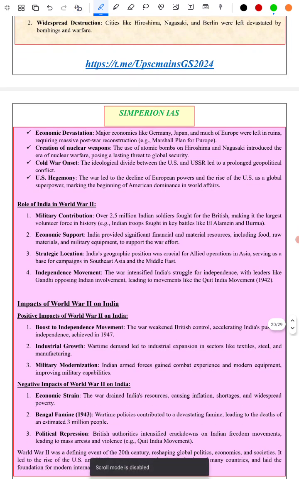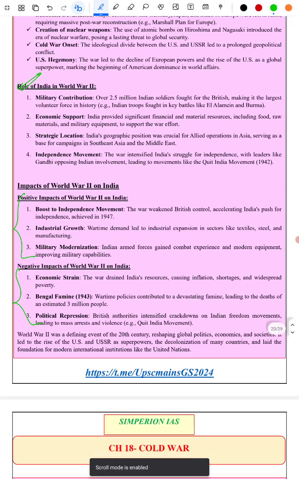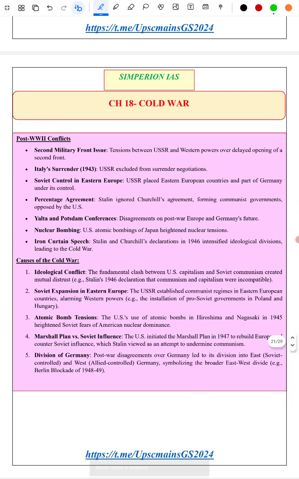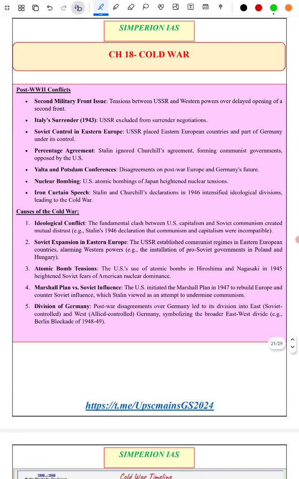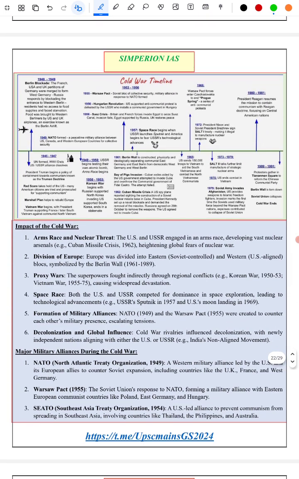After discussing the positive and the negative impact, we are given India's role in World War II, 4 points. What is the impact of World War II on India? Positive impacts and negative impact, and a conclusion for that particular chapter. Next, we have discussed the Cold War, that is post World War II conflicts. What is the cause of the Cold War in the world? Next, we are given important events that happened during the Cold War.